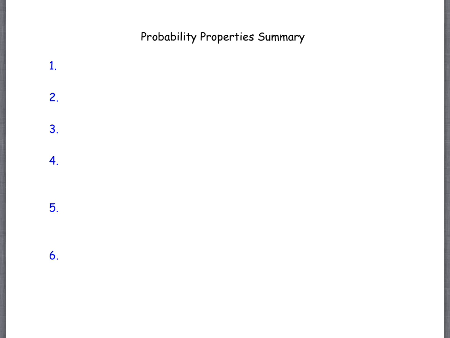So some things to remember when we were talking about probability is that we can talk about the probability of an empty set. That would be a zero probability. This would be the equivalent of, we talked about this, an impossible event.